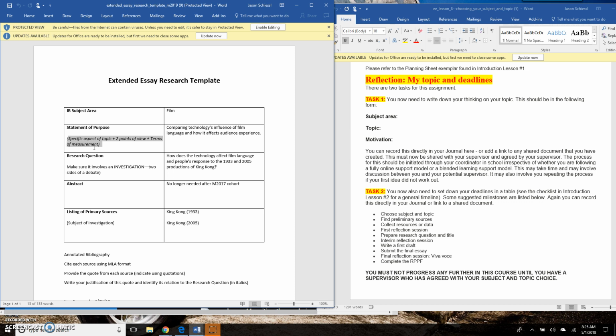Now all of a sudden we're looking at the specific aspect of topic, which is framing. We have the 2 points of view, which is the two films. And the term of measurement is going to then investigate how an audience member empathizes through the use of that specific film tool with Sweeney Todd and with Edward Scissorhands. That's a better topic. Now, that's not the research question yet, but that's the topic. That would be appropriate, and that would be something that I would approve.